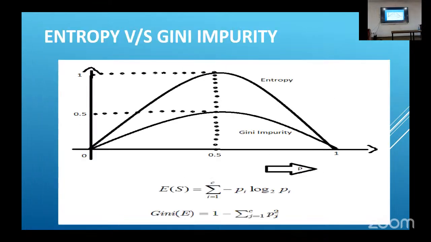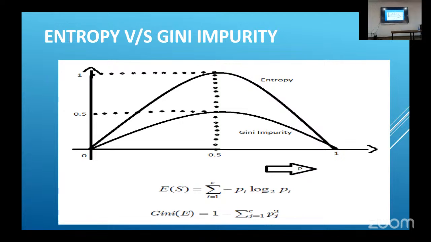So this is the graph. This graph is very important. If you don't write the example also, if you represent this graph in your exam, you will get full marks. Because in this graph, we are telling that it is easy to use the Gini impurity index because it peaks at 0.5, compared to entropy values.